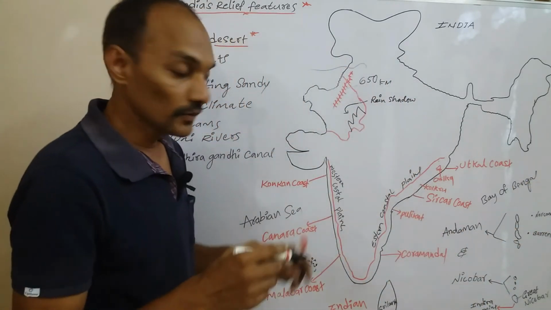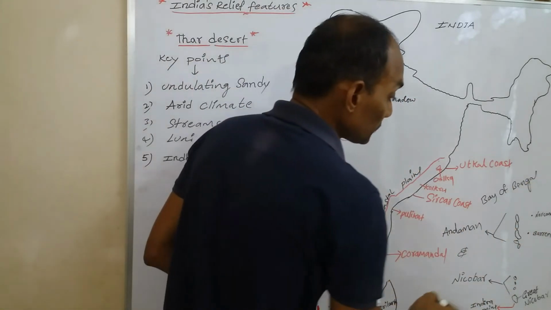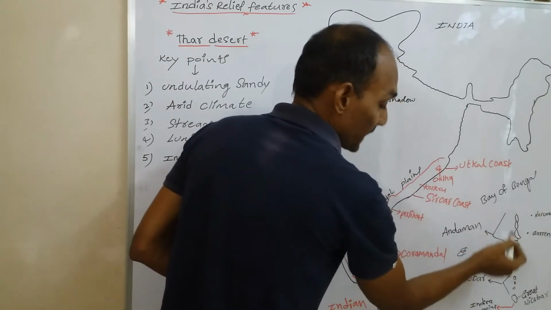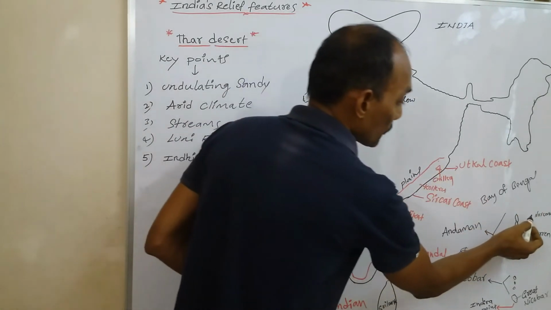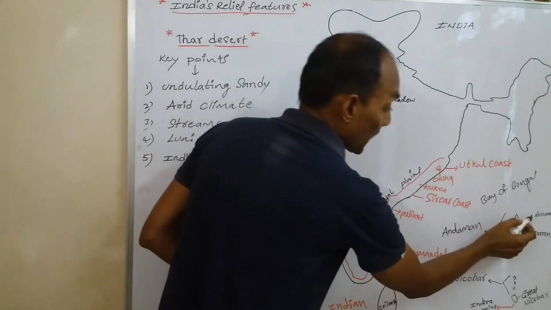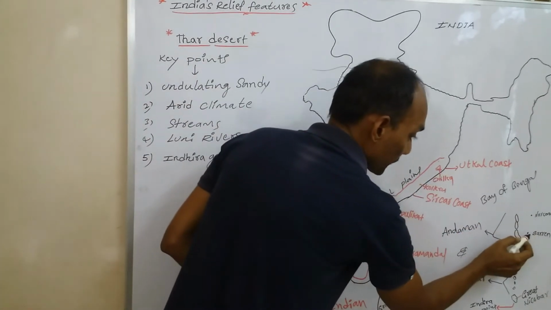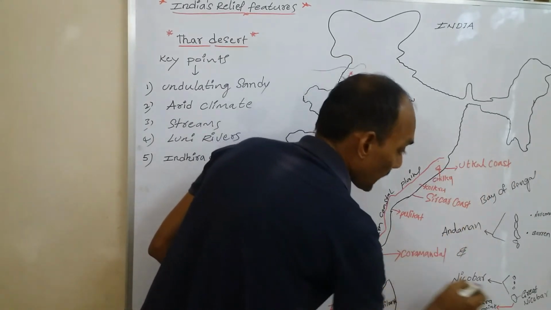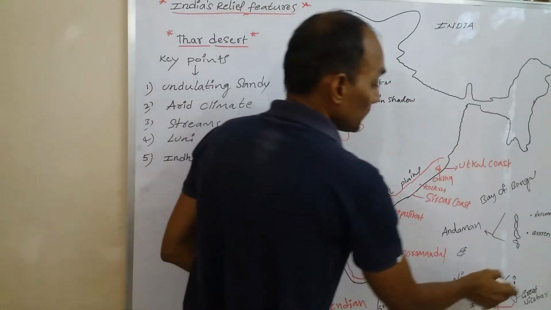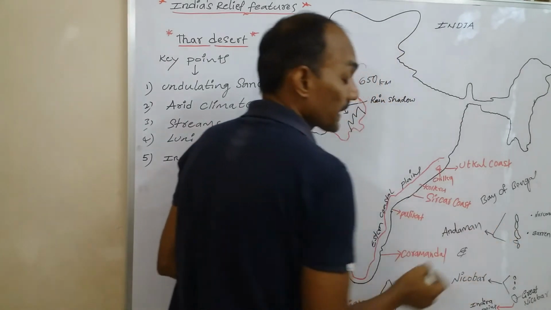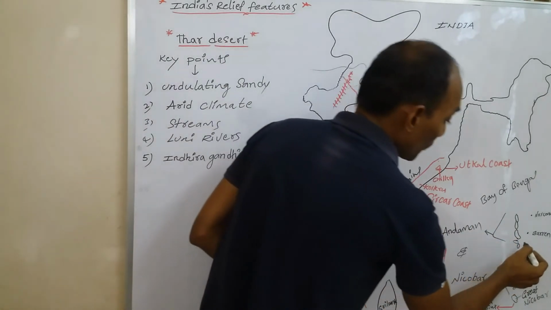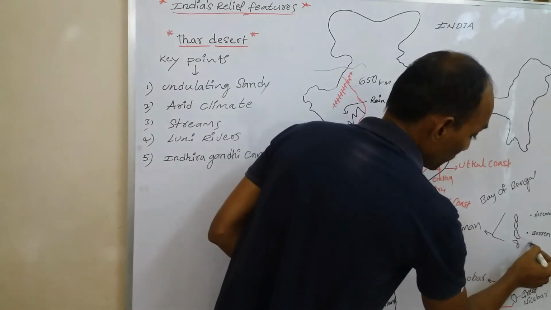Here one most important thing is that there are two volcanoes in the Andaman and Nicobar Islands. They are Narcondam and Barren. The capital of the Andaman and Nicobar Islands is Port Blair.